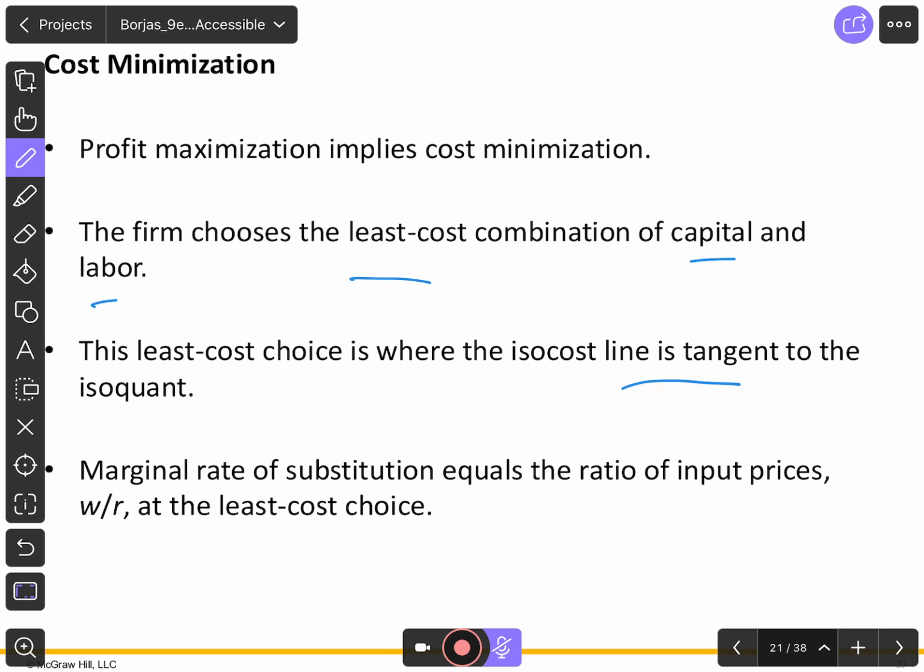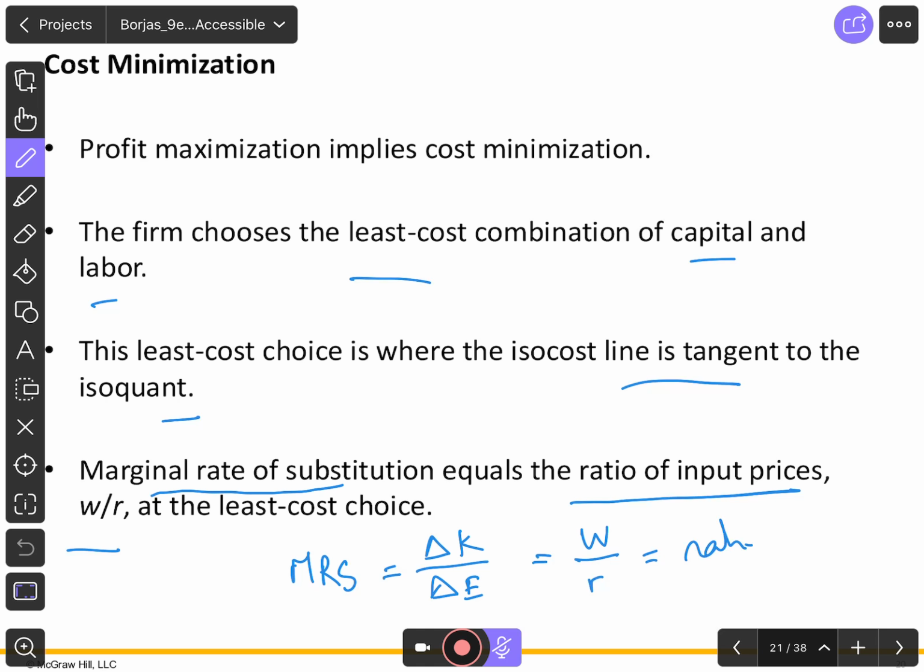Okay, so again, it's the point of tangency, and they're going to reach this point of tangency by solving this equality: the marginal rate of substitution has to be equal to the ratio of the two prices. So the ratio of the two prices, which is W over R, and the marginal rate of substitution, how much I'm substituting capital for workers. So this is called the marginal rate of substitution, and this is called the ratio of prices. So we are going to reach the optimal decision when we get this equality.